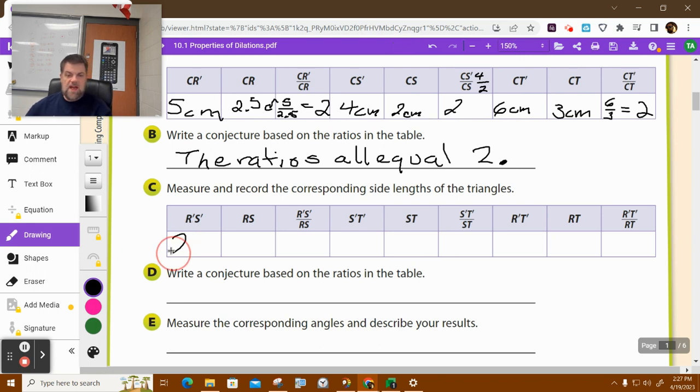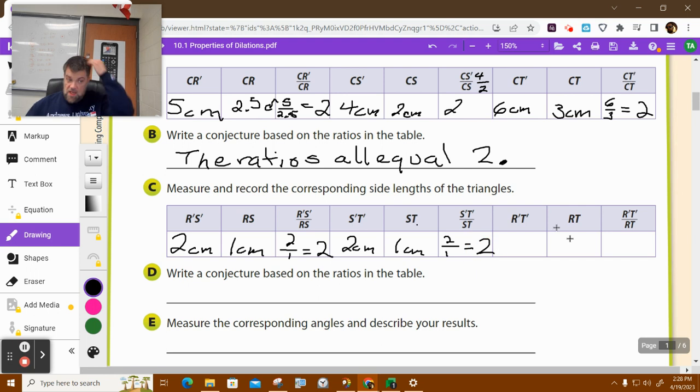So if I do that, R prime S prime would be 2 centimeters. Take a guess what you think RS would be. 1 centimeter. That's no accident. Now, what about R prime S prime over RS? It would be 2 over 1, which is 2. No accident. This would be 2 centimeters. Take a guess what this would be. 1 centimeter. And so this will be 2 over 1, which reduces to 2.